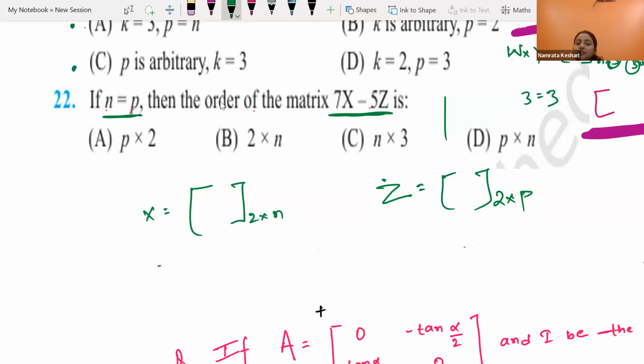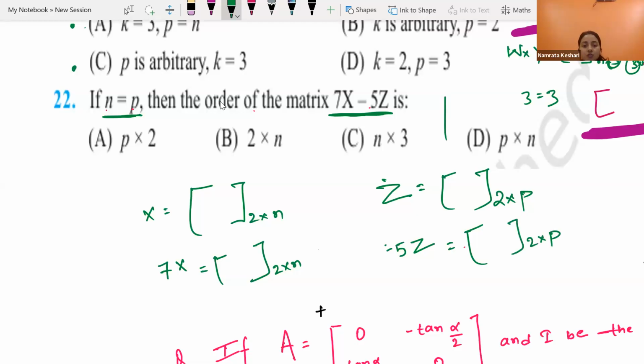Do you understand that if we do the multiplication of 7 with this matrix x, or scalar multiplication, that will not give any impact on the order of the matrix, right, Kiran? Yes. Okay, still our matrix will be the same, and 5z we are having. So if we do the scalar multiplication of negative 5 with z, still our order will be the same, that is 2 by p.